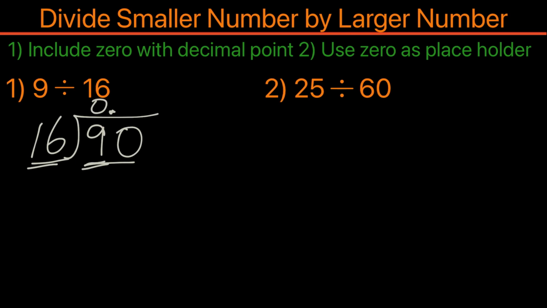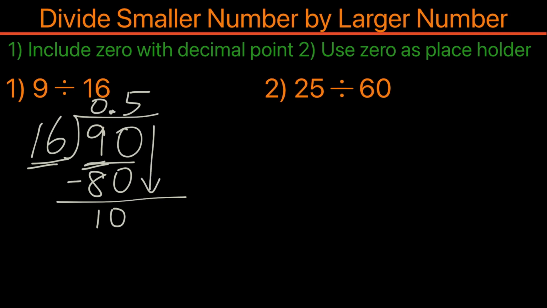And 90 divided by 16, 5 could go into it. So 16 times 5 is 80. Then we'll continue with the subtraction, which is 90 minus 80, and we have 10. Then we want to bring down a 0. So now we have 100 divided by 16, and 6 goes into that. 16 times 6 is 96.